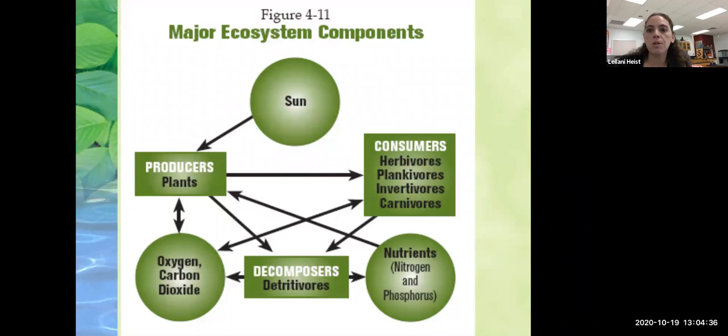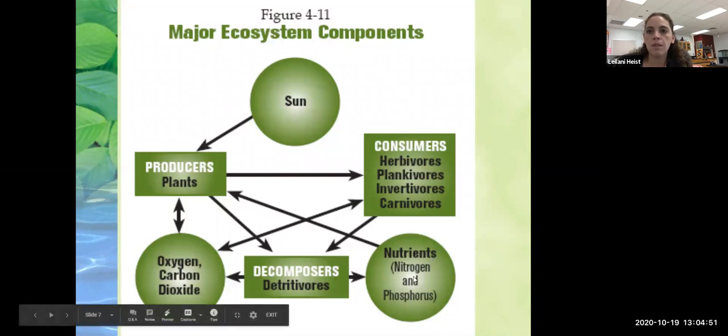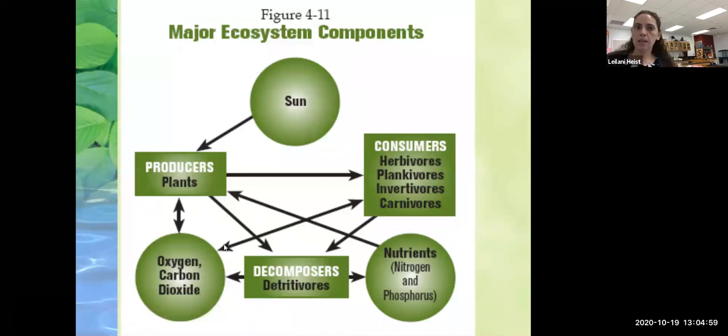So here's our major components. In our freshwater ecosystems, all energy is going to originate with the sun, captured by the producers, and then distributed both to the consumers and the decomposers. Nutrients in the environment are going to be used by the plants, returned by the decomposers, and then there are the gases, the oxygen and the carbon dioxide.